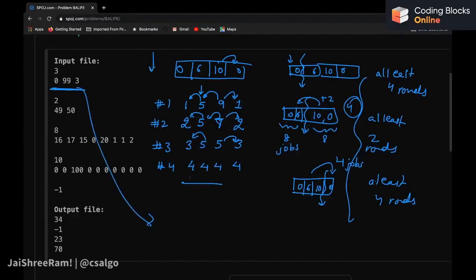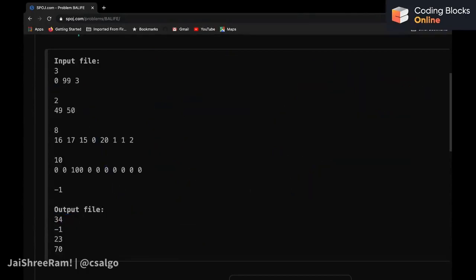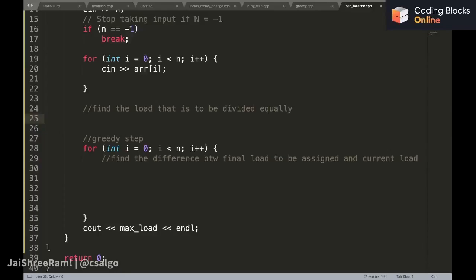Same goes with this. If we think of this as the boundary, 0 99 and 3, you would need 34 jobs in this. So that would mean at least 34 rounds is something that you would need. So this holds true for all cases, and I hope you got the logic. In the next video we will discuss the implementation, but I suggest you write the code yourself.